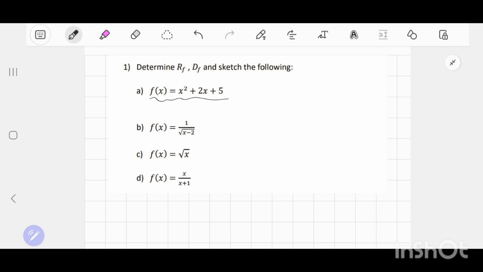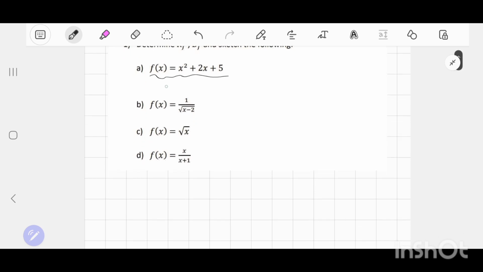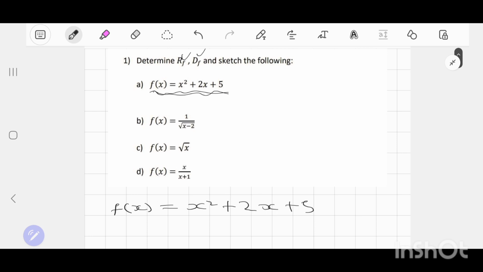So let's go through it. The first function is given in this format: f of x is equal to x squared plus 2x plus 5. And in this case you are asked to find the domain, the range, and also to draw the function. I'll start with the domain because it's very easy, then come to the range, and draw it after we have found this information. So let's go straight to it.